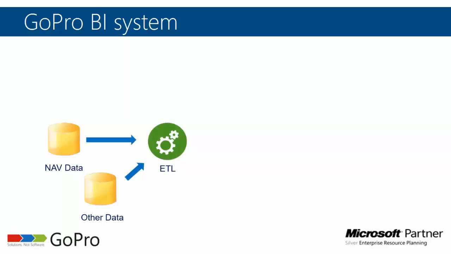We transfer data from data sources to the data warehouse using the ETL process, that is extract, transform and load. ETL is the logical part that enables taking data from the mentioned data sources, extracting, transforming and loading it into the data warehouse database, which is a basic part of the GoPro BI system.